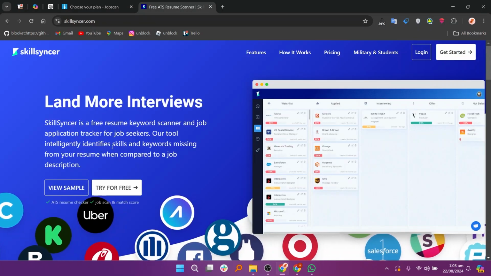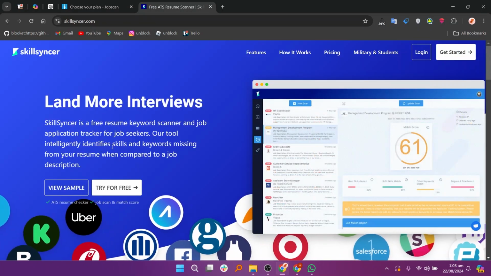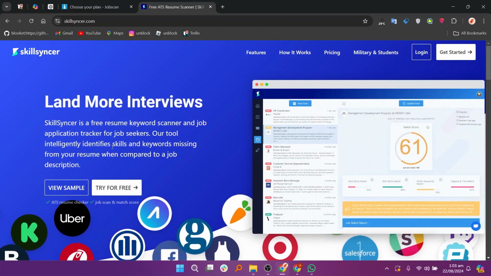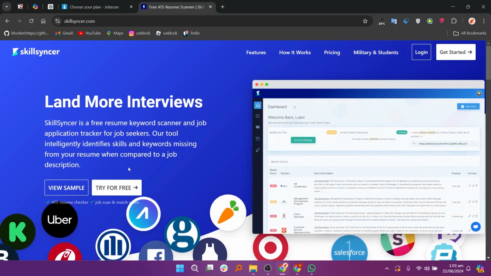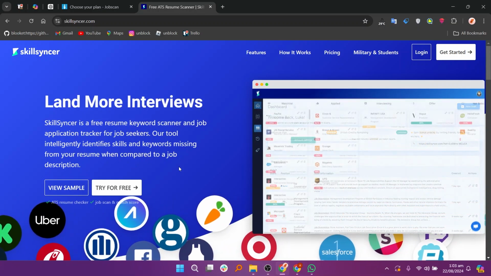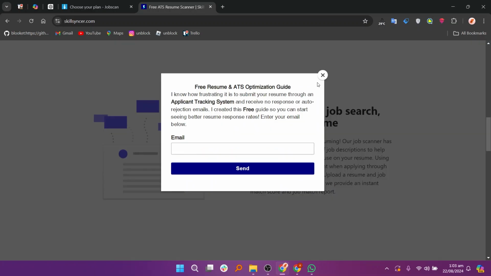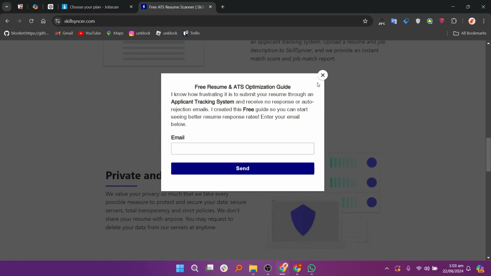SkillSyncer focuses on similar ATS optimization, but with a more user-friendly interface. It also allows you to compare multiple job descriptions at once, making it easier to customize your resume for various applications. SkillSyncer offers a free plan with a premium monthly plan at $14.95 and a premium quarterly plan at $12.95 per month.